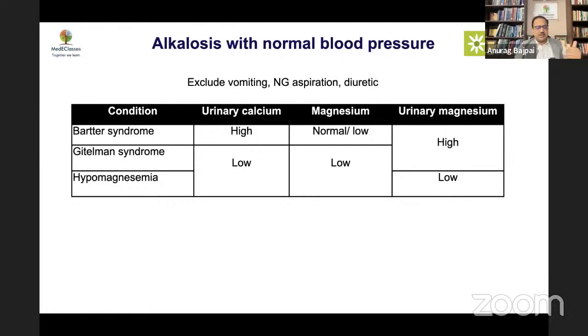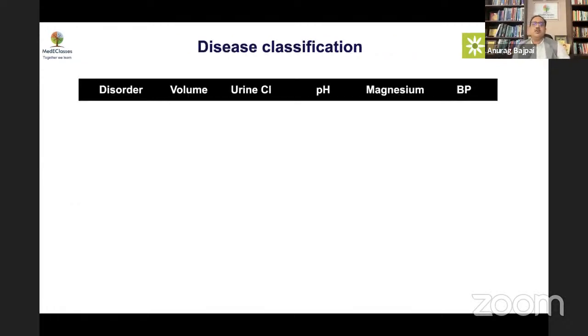So as we discussed, in a child who has hypokalemia, acidosis or alkalosis will be the first thing to look at. If there is alkalosis, look at blood pressure. Blood pressure is high, look at renin and aldosterone. Blood pressure is normal, look at urinary calcium and magnesium, which will give you a diagnosis.